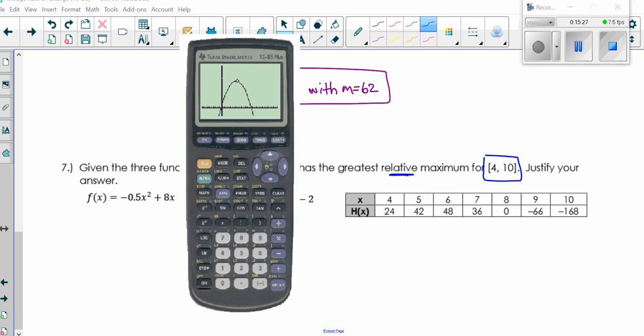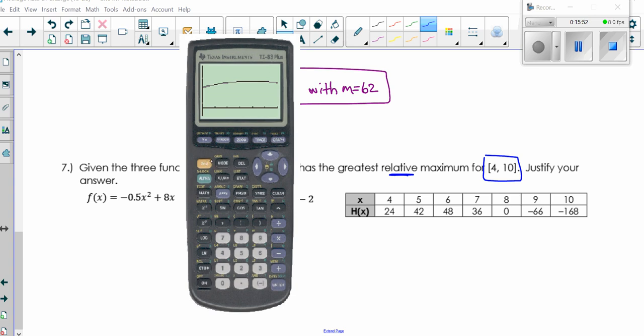Okay, I can figure out what that maximum is by, let's see. Actually, I only care about the interval from 4 to 10. So I'm going to change my window to that. My x min, I'm going to say 4, and my max, I'm going to say 10. That way I'm only looking at this window. Okay, and I can see it's obviously somewhere in here.